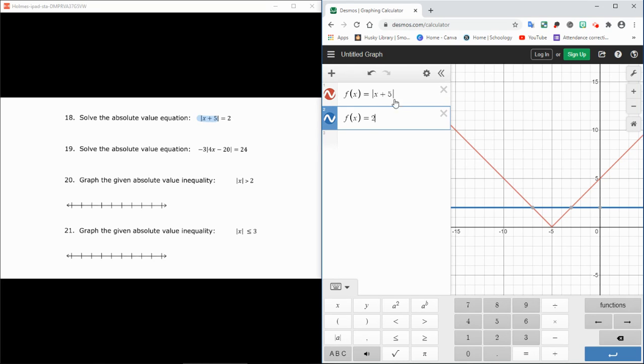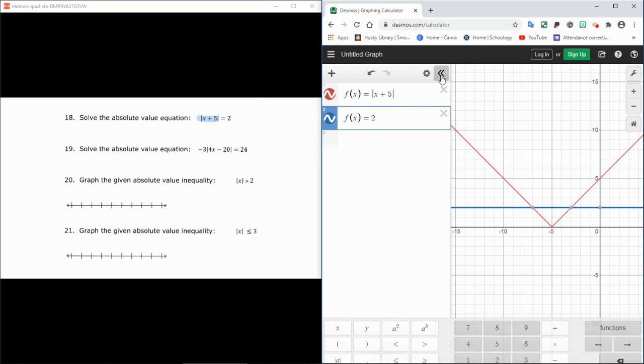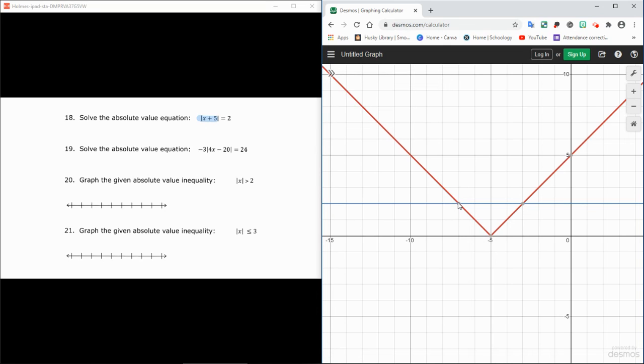Now we have these two functions. When will this function equal 2? And you see here through the intersection points, it crosses it twice. The function will equal 2 when x equals -7 and -3. That's it. If these lines did not intersect, it had no solution. If it intersects once, it has one solution. Okay, that's really what we're looking for.